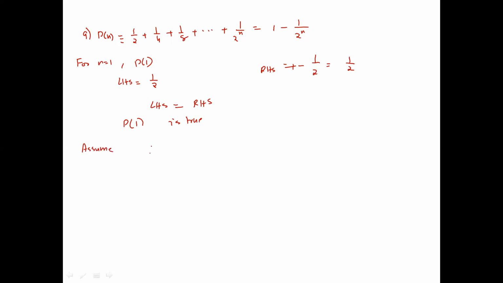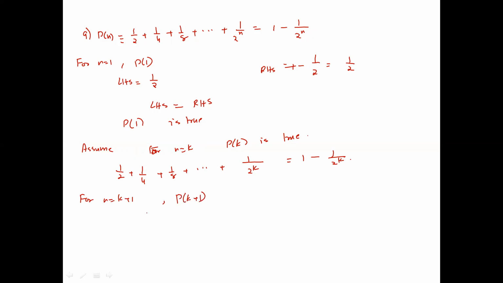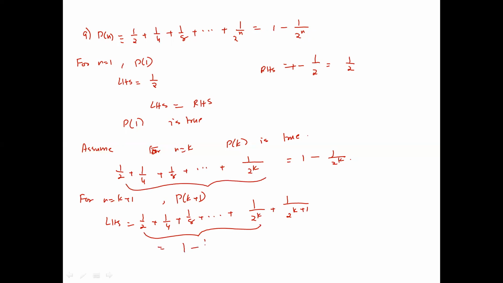Now assume that for n equal to k, P of k is true. That means in P of k, left side 1 by 2 plus 1 by 4 plus 1 by 8 plus up to 1 by 2 power k is 1 minus 1 by 2 power k. Next we will prove for n equal to k plus 1 by taking P of k plus 1, but only left side. I'll have 1 by 2 plus 1 by 4 plus 1 by 8 up to 1 by 2 power k, but the next term will be 1 by 2 power (k plus 1). So all these terms which I have in P of k, I can write as 1 minus 1 by 2 power k, plus 1 by 2 power (k plus 1). Until here I have.